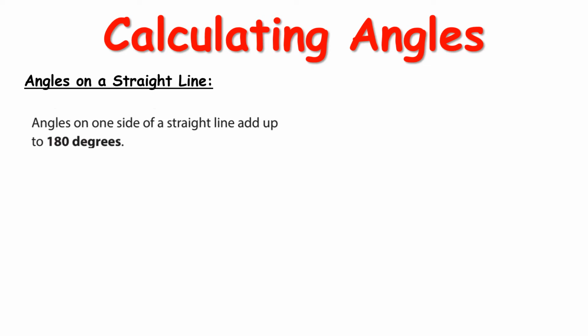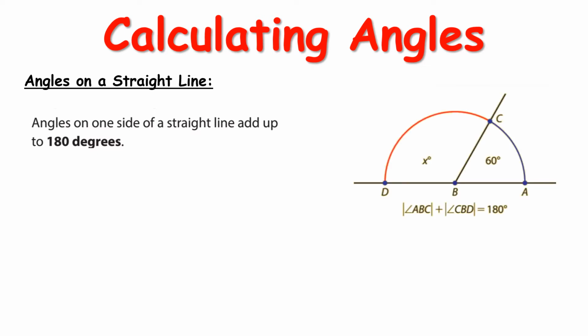So let's talk about angles on a straight line. Angles on a straight line add up to 180 degrees. So we have something like this. It doesn't matter how many times you split it into how many angles, as long as they all fit together to make a straight line, they will add to 180.